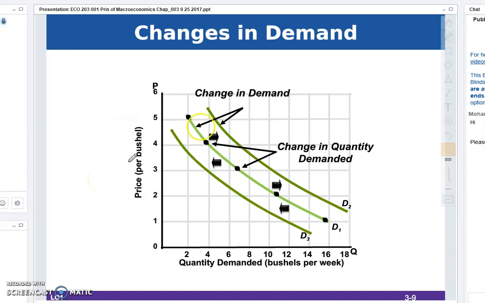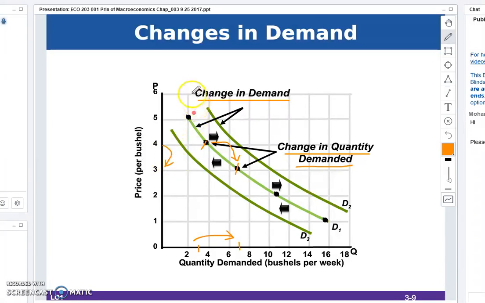Here we present the difference between change in demand and change in quantity demanded in a graph. So you see, when price changes from $4 to $3, quantity demanded increases from 3 to 7. This increase as a result of this change in price from $4 to $3 we call change in quantity demanded.